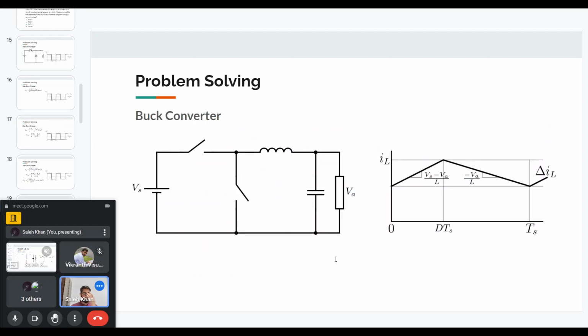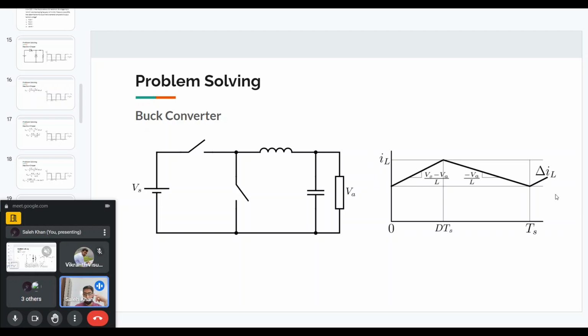So this is the circuit. So we have two switches. The first one will be a control switch. The second one can be a diode. And then we have the inductor and filter capacitor and the output voltage. So we are asked to find the value of the filter inductor.